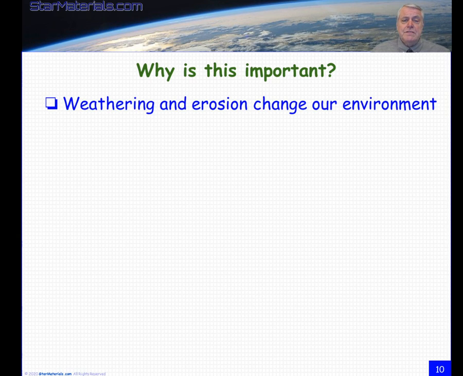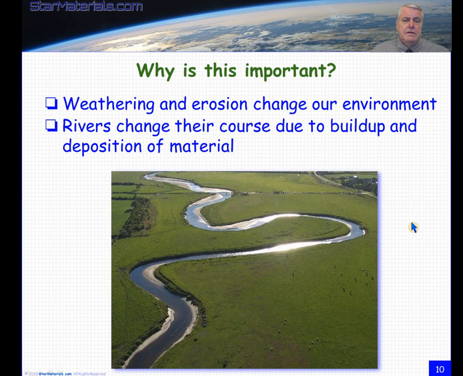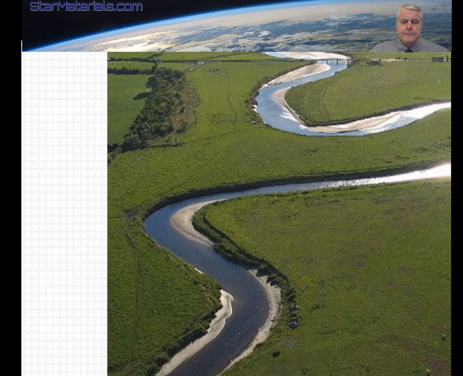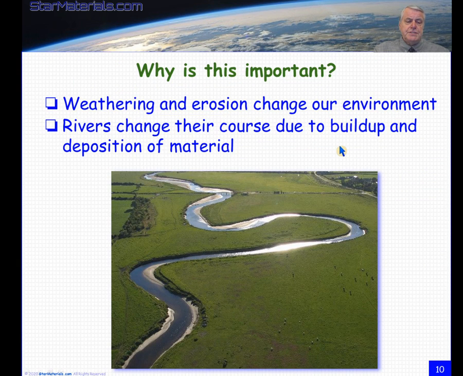Now, why is this important? Weathering and erosion change our environment. And anytime something changes our environment, it's important to know about it. Rivers change their course due to buildup and deposition of material. As this river runs, it gets faster out here and then slower in here. And you can see it's got new material here and it's taking away material from here. So rivers change their course.